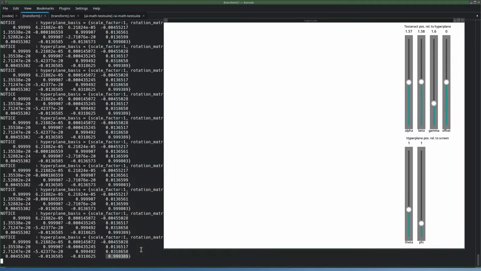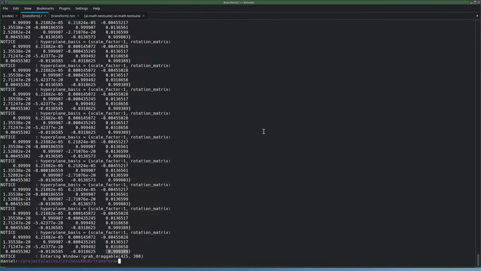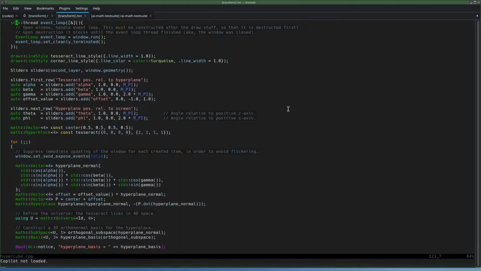I probably should show the code right at this point. But I think it was just fun to show that I can morph this thing into an identity matrix.